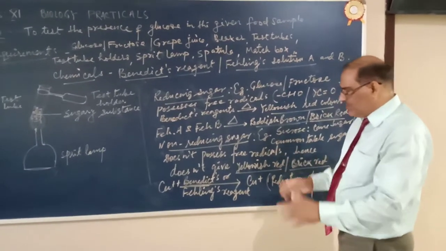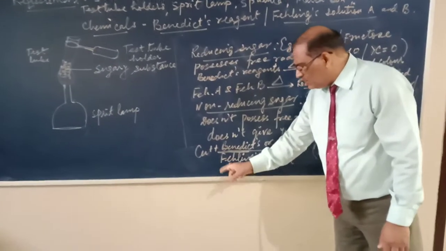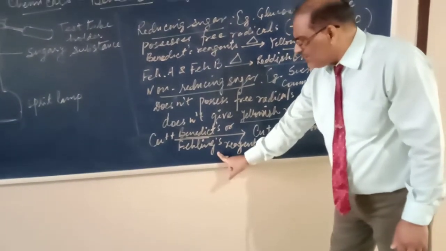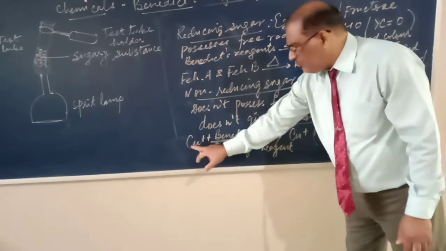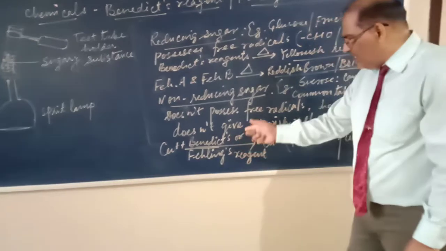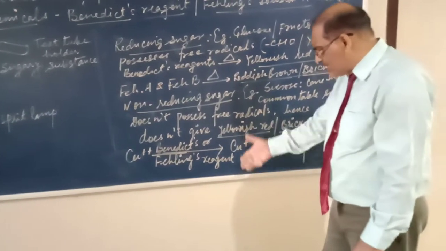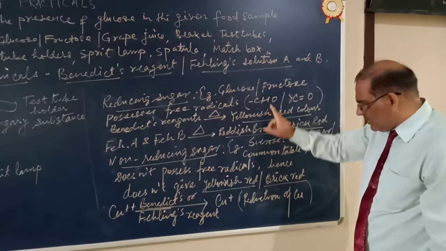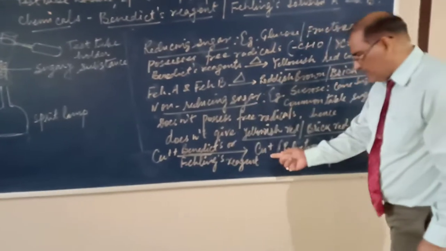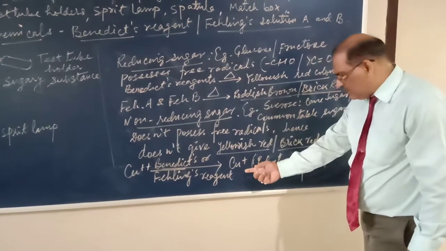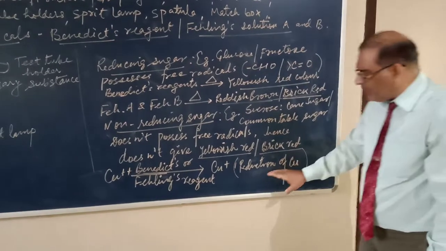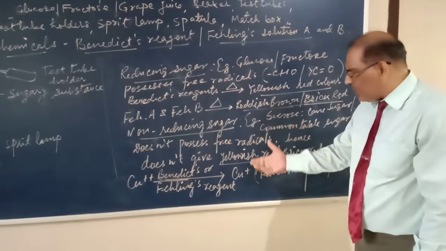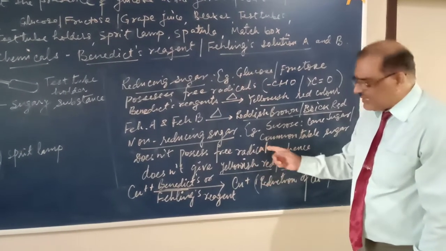Now, what is the meaning of reduction? Reduction means the free radicals are there. Both the Benedict reagent and Fehling reagent contain cupric ion, Cu++. When we add it into the food sample and heat it, if free radicals are present, these free radicals reduce cupric into Cu+. Cu++ is changed into Cu+. This is called reduction. So if there is reduction, there will be color: reddish brown, brick red, or yellowish red.